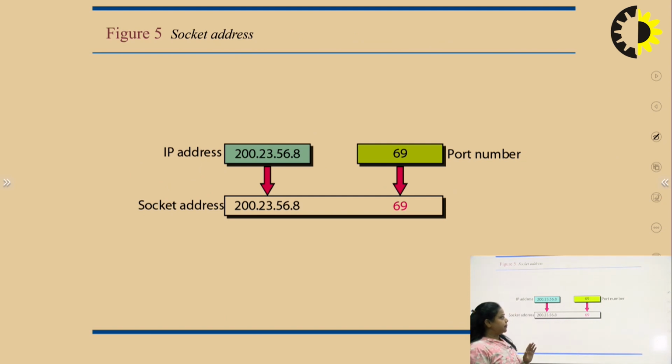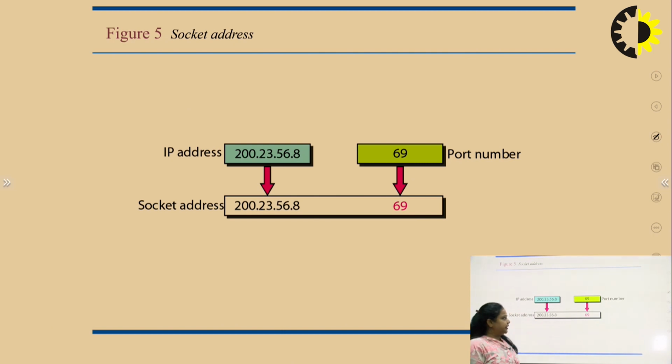We have already discussed what IP addressing is and what port numbers are. Now we are going to discuss what socket addressing is, how it is performed, and how it is generated. When I combine my IP address with the port number and transmit it on the internet layer, it is called socket addressing.